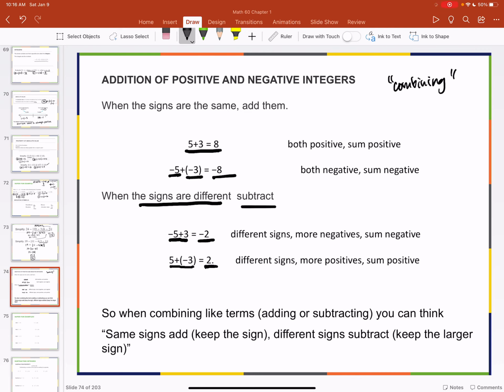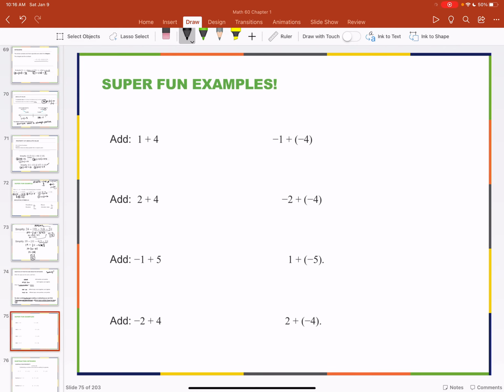All right, so when combining like terms, meaning adding or subtracting, you can think to yourself: same signs, add, keep the sign; different signs, subtract, okay? That sums it up pretty much. And you'll see it again. Let's do some super fun examples.